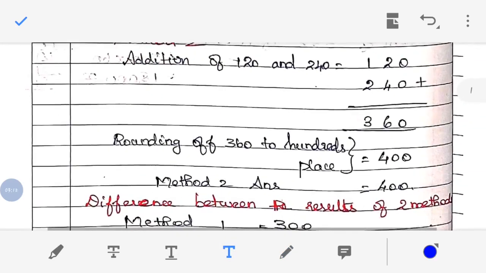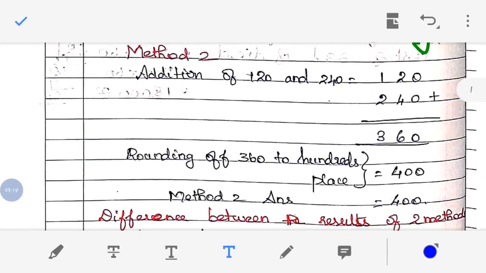Now we are going to do method 2. So in method 2, what he did was first do the addition and then round off to the nearest 100. So if you add 120 and 240, what will we get? 0 plus 0, 0. 2 plus 4, it is 6. 1 plus 2, 3. So 360 will be the answer of addition. Addition of 120 and 240 gives 360.